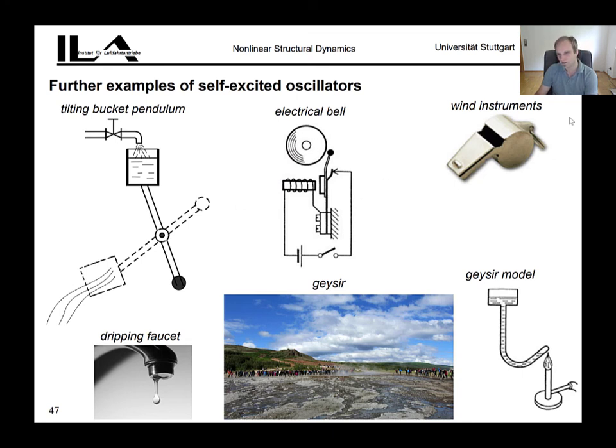Wind instruments you can explain also with self-excited oscillations. A geyser is something else. So all of these are not really purely mechanical examples. I give you more mechanical examples in a minute, but just to see that self-excited oscillations are really very, very common in natural science and engineering. And in fact, I can recommend going to Iceland, because you can find the geyser that actually gave the geyser its name. The geyser is called Geysir.